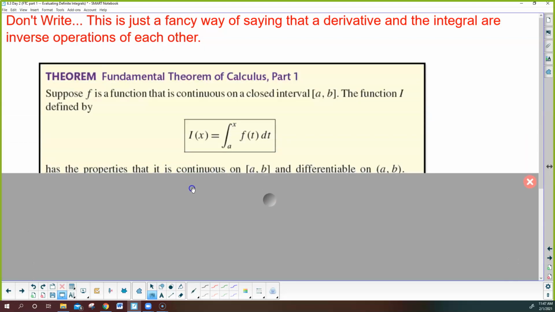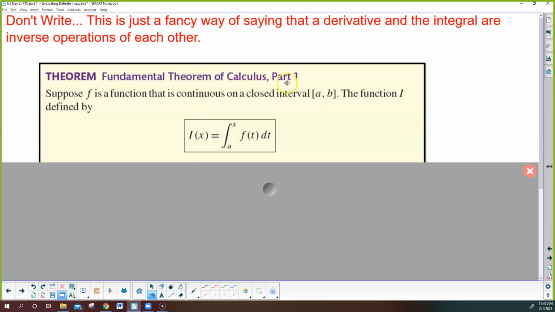So here's what the fundamental theorem of calculus part 1 says. Again, don't write it. Suppose f is a function that is continuous on a closed interval from a to b, and I, they just picked I, it doesn't matter, is denoted by the integral from a to x. Now, x is a variable, but a is a number. It's part of our piece.